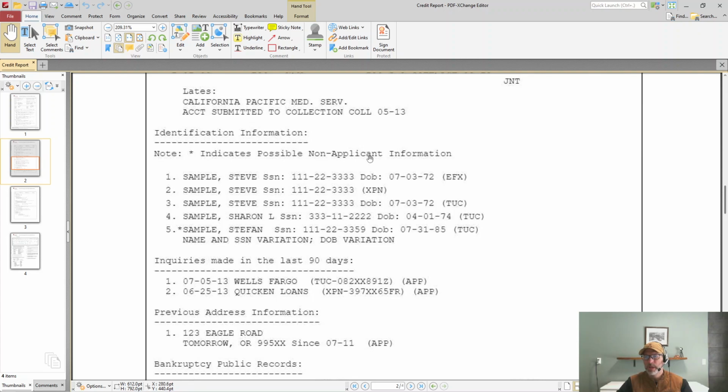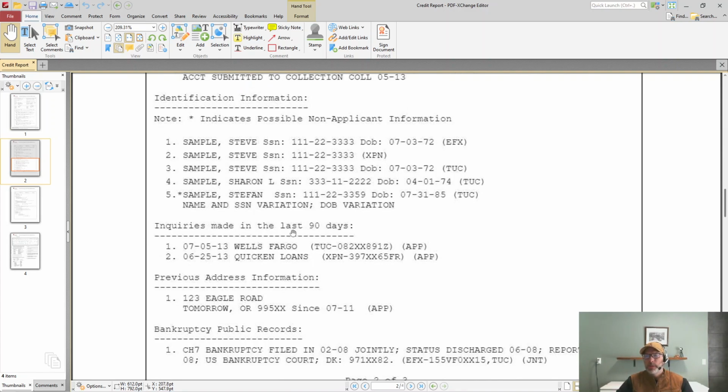It talks about possible non-applicant information. So Steve Sample, if that's a very common name, it may show you that you've got differing Social Security numbers. So right here you've got Steve Sample and Stephen Sample. The Social Security numbers are close. The dates of birth are off by a number of years. This could very easily be if you've got one born on June 3rd of 72 and another one born on 7/31 of 85. An underwriter would ask for an explanation of who this person is. Are they related? Are they not related? Do they not know who it is? And then you can use that to eliminate accounts under this person's name.